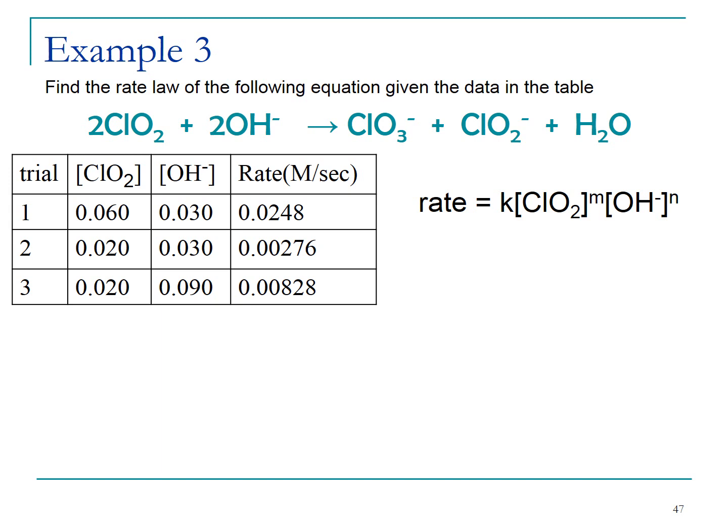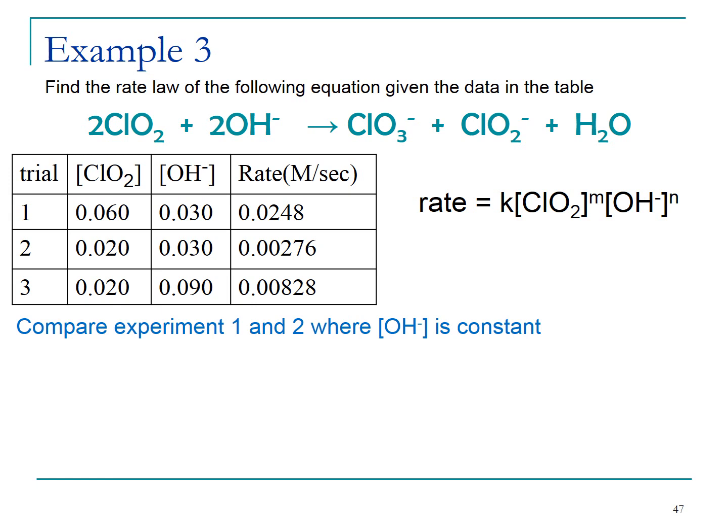So basically we're trying to find m and n. We're going to focus first on the ClO2. Now notice that these are in a little bit different order, so don't let that throw you. Let's compare experiments 1 and 2. The OH is constant, so we're not going to worry about it. For ClO2, reaction 2 is 0.02 and reaction 1 is 0.06. So to go from 2 to 1, we've tripled the concentration.